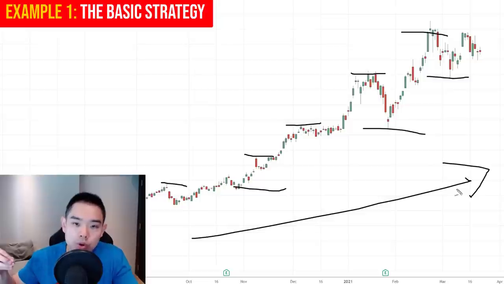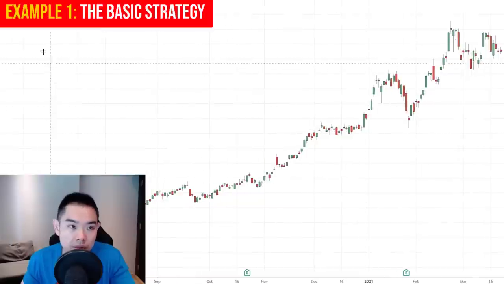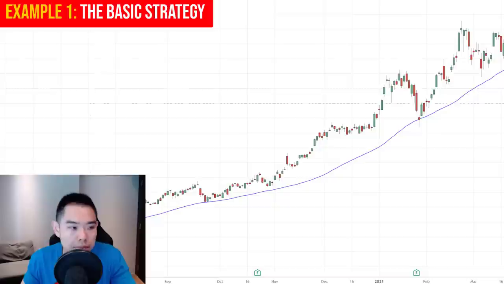So now that we know that this stock is in an uptrend, we can actually use the moving average indicator to help us identify the area of value. In this case, it seems like a healthy trend. I'll overlay the 50 period moving average. So let me walk you through and identify the number of tests so far.